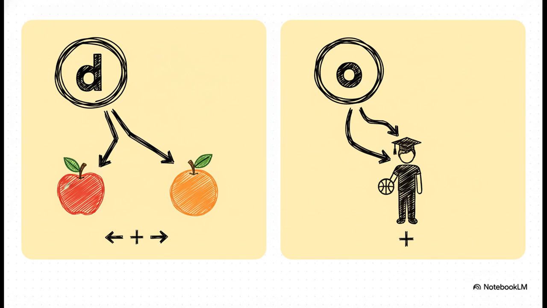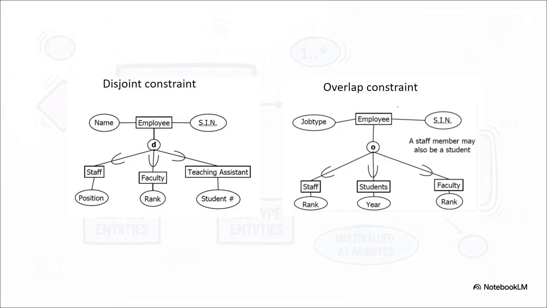That means an instance of the parent can only be one of the children. It's an either-or situation. If you choose overlap, you pop an O in there, which means an instance can actually be a member of multiple child types at the very same time.